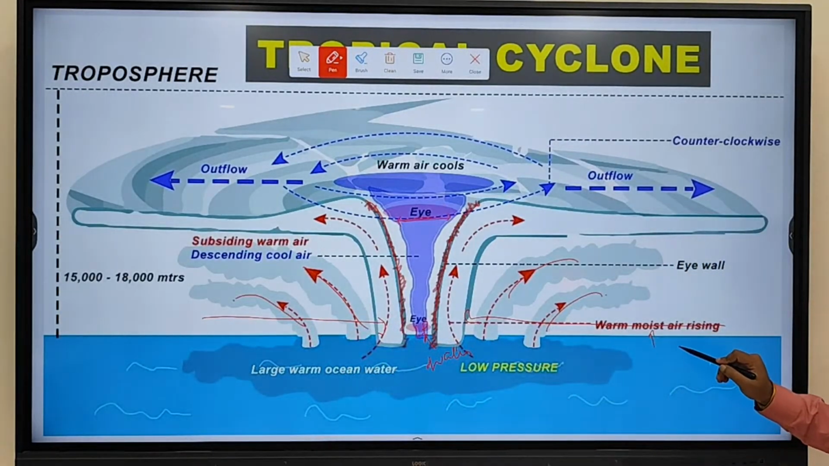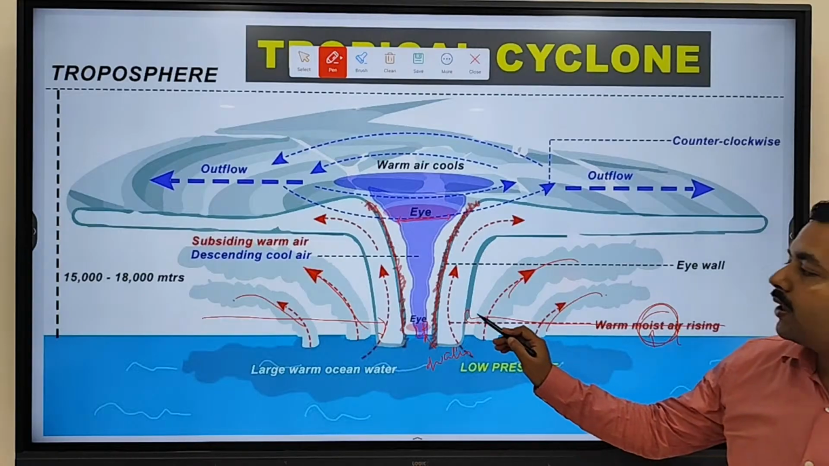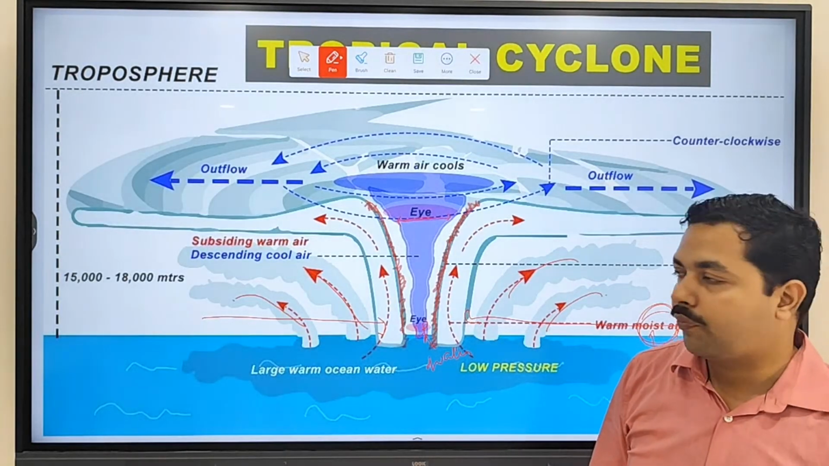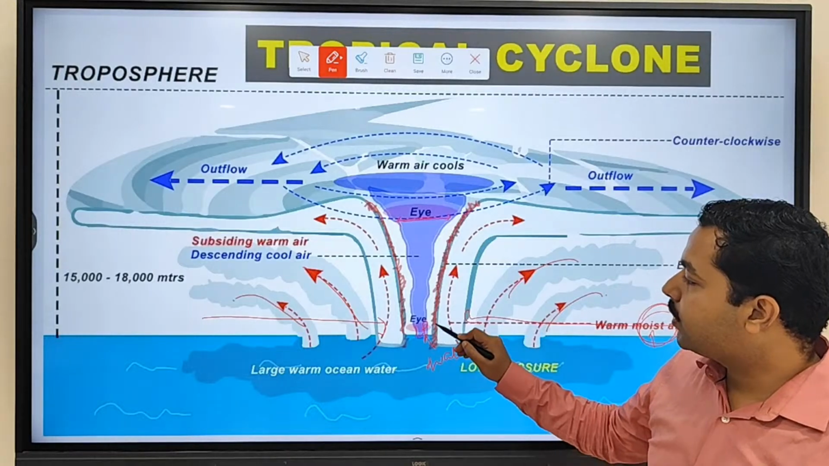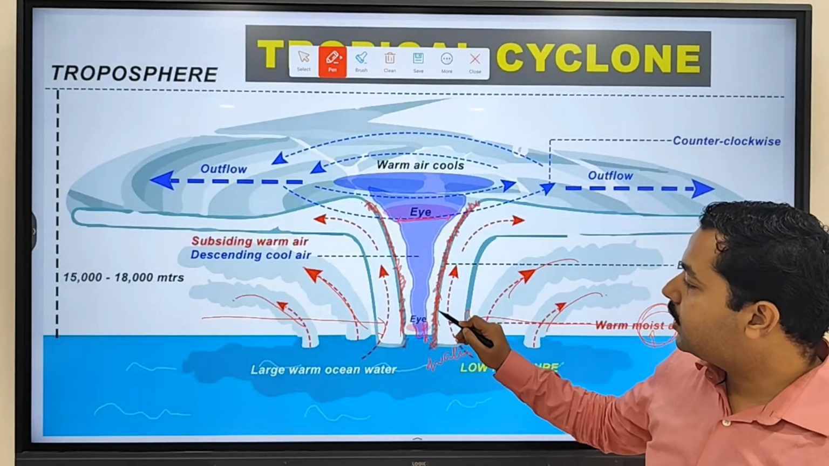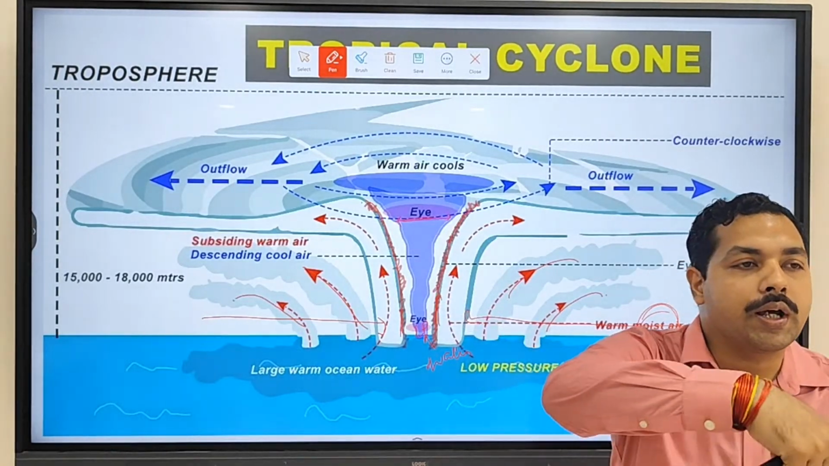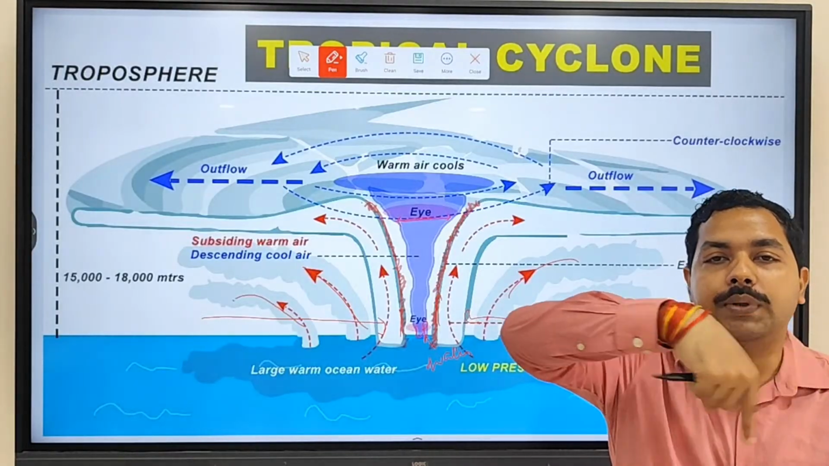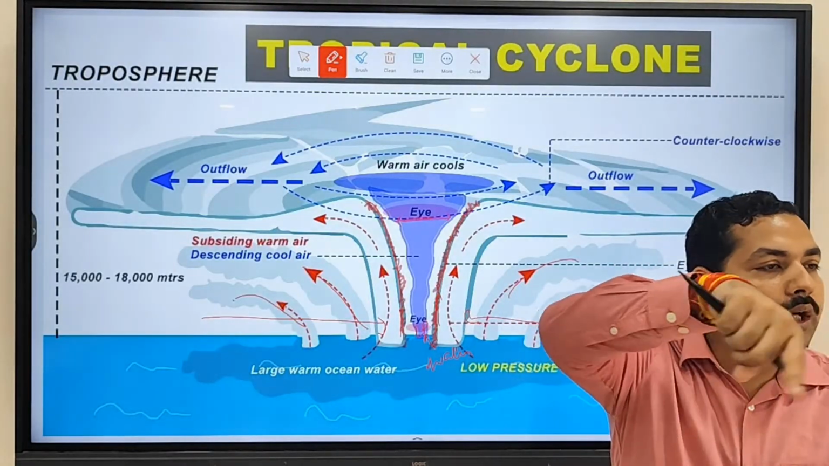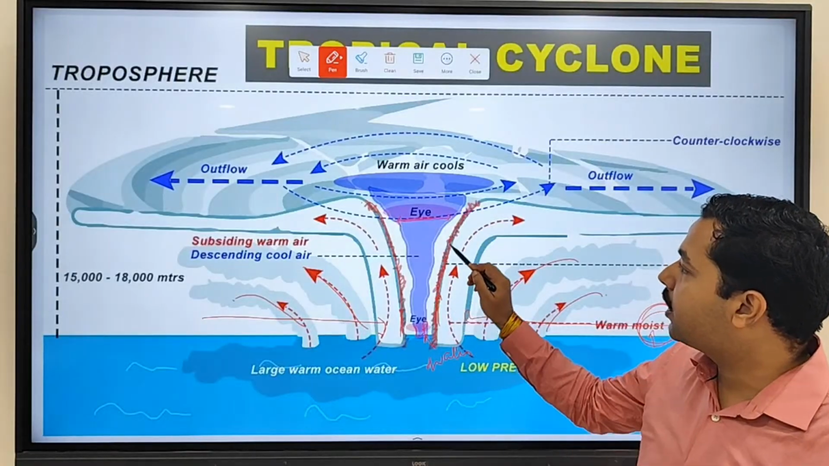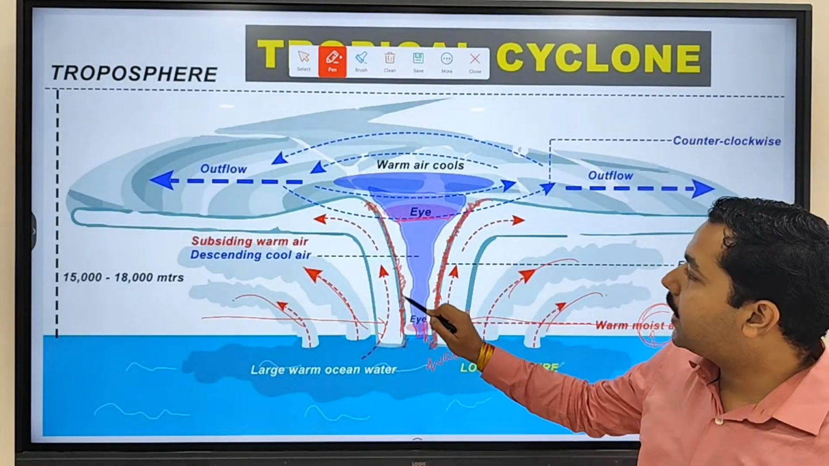When wind comes, what will happen? Wind is going to pick up moisture, as it blows over the ocean. When it picks up the moisture, because of the Coriolis force we discussed, it will be deflected, and it starts to move around the eye wall region. So they are now moving around the eye wall region, and they are rising up.